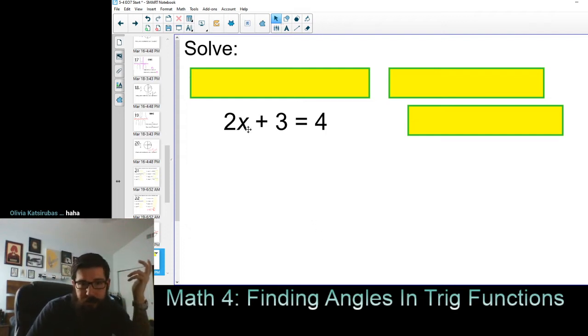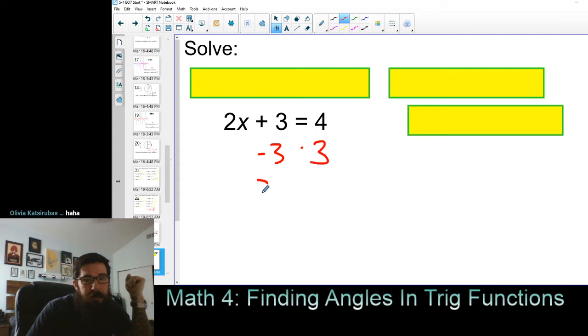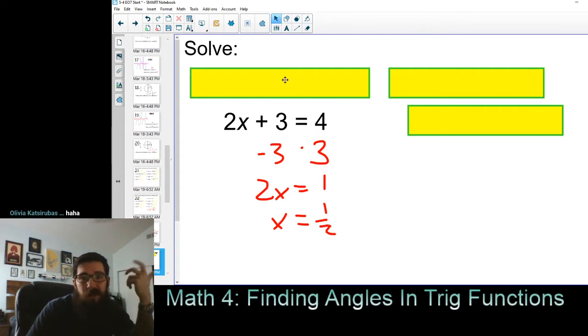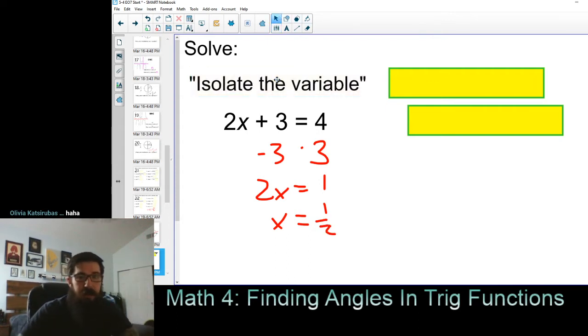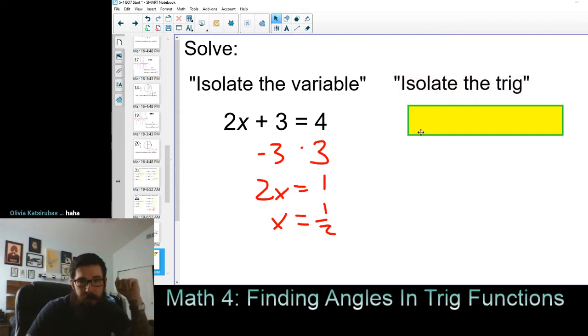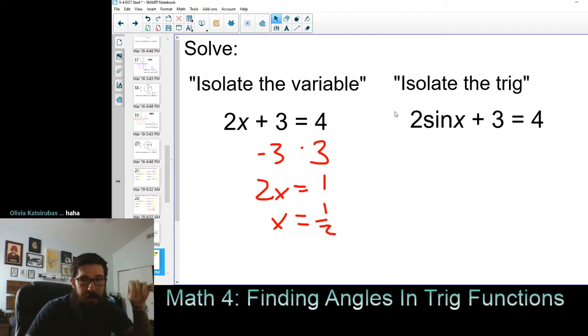If I ask you to solve something like 2x plus 3 equals 4, we're going to subtract 3 from both sides. It's going to give me 2x equals 1. I'm going to get x equals 1/2 after dividing both sides by 2. What are you really doing? Isolating the variable. We're undoing steps here. All of that thinking is going to be the same, except now we're going to isolate the trig. So if I gave you this piece right here, I'm going to highlight one portion and show you how it's not super different.